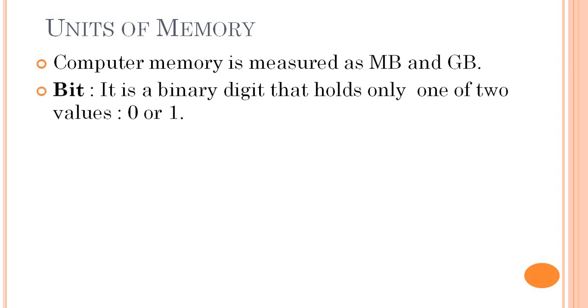First one is bit. It is binary digit that holds only and only a single value, 0 and 1. So this is the binary digit, the bit, which is responsible for handling 0 or 1. We all know that computer is going to store all the information in binary form. That is why it is going to store the values in 0 and 1 format only.